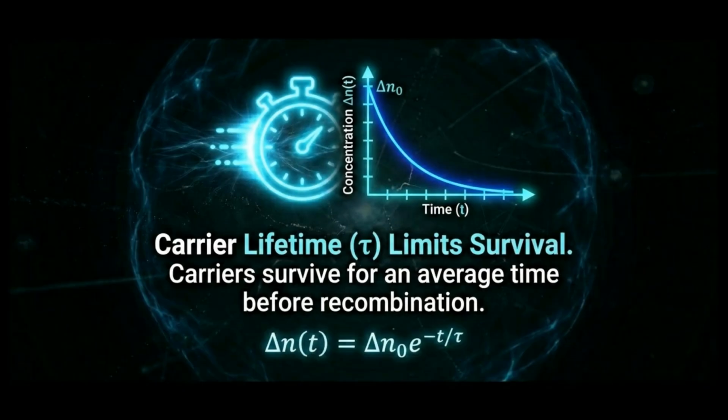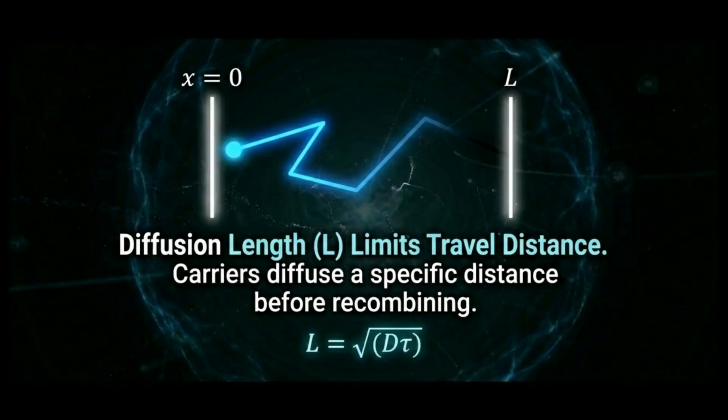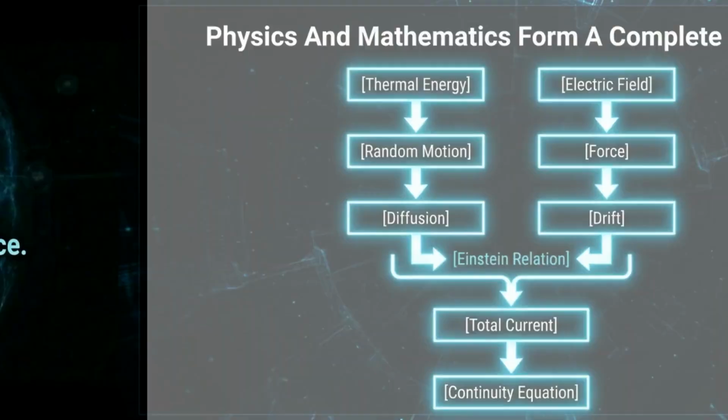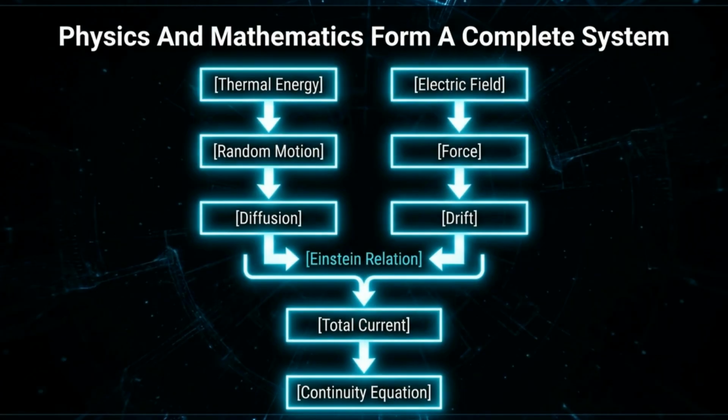Carrier lifetime, denoted by tau, is the average time a carrier survives before recombination, limiting its survival time. Diffusion length, L, limits the travel distance of carriers. It represents the specific distance carriers diffuse before they recombine. Thermal energy leads to diffusion, and an electric field leads to drift. The Einstein relation connects these paths, all culminating in the total current described by the continuity equation.